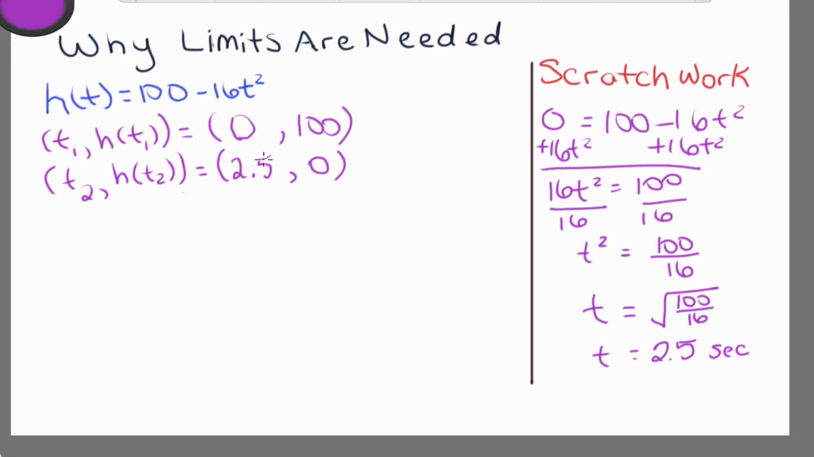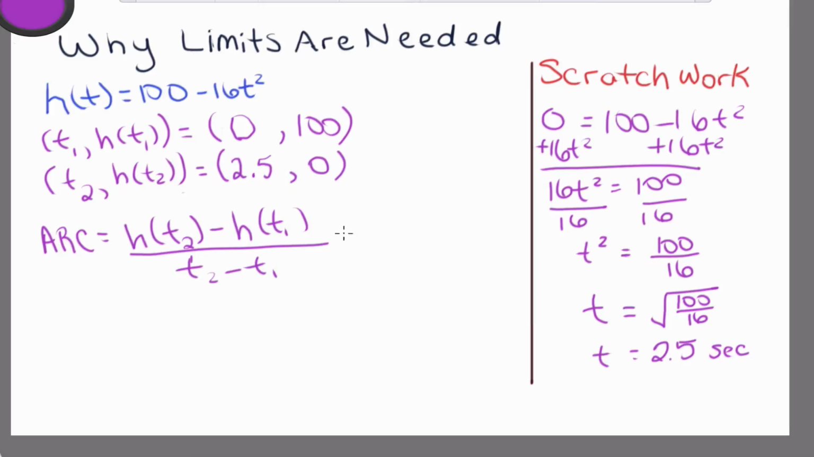All right, so now we have our 2 points. We can plug into our average rate of change equation. I'll call it ARC, average rate of change. That will be h of t sub 2 minus h of t sub 1 all over t sub 2 minus t sub 1.